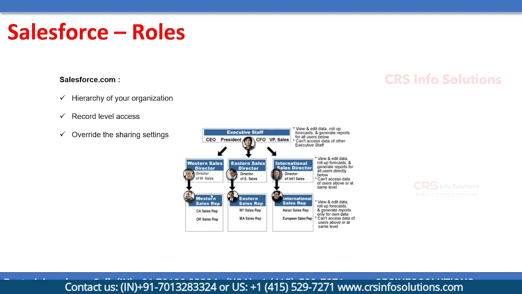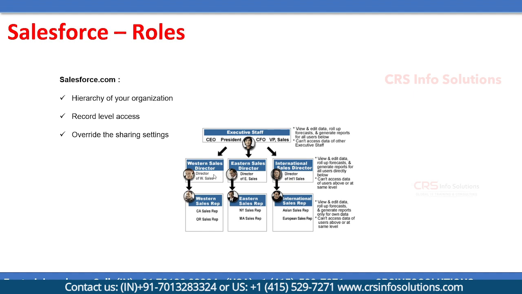For example, this is just a basic hierarchy of an organization. There is a CEO or president. Under the president, you can see the list of directors. Under the directors, you can see the list of sales reps. Whenever a sales rep creates any records, other sales reps cannot see them. And whenever directors create records, the other directors cannot see each other's records.